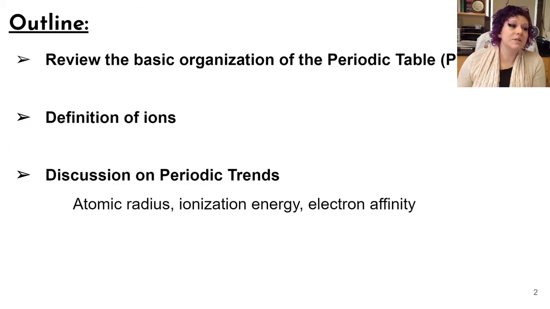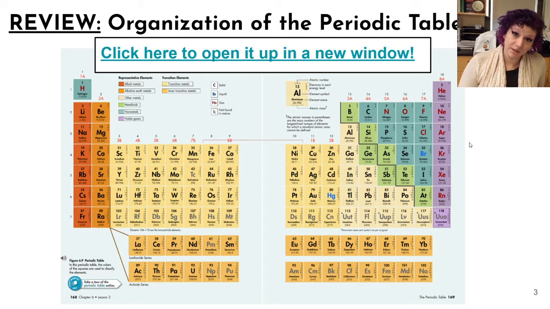So first, an outline of what's going to be covered in this lesson. We're going to review the basic organization of the periodic table, which you may see me abbreviate sometimes as PT. We will go over the definition of ions and how they tie into periodic trends. Then we'll discuss the 3 major periodic trends, which include atomic radius, ionization energy, and electron affinity. Again, here is a link to a periodic table if you would like to follow along with your own version of it.